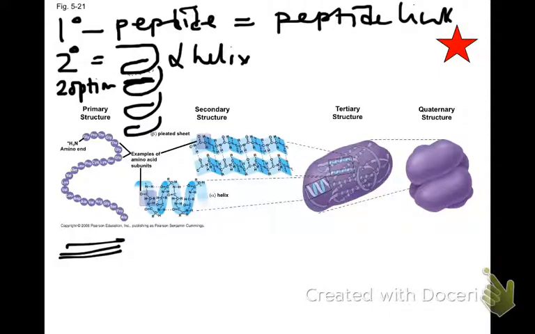Or you can have beta pleats. That is also a secondary structure.